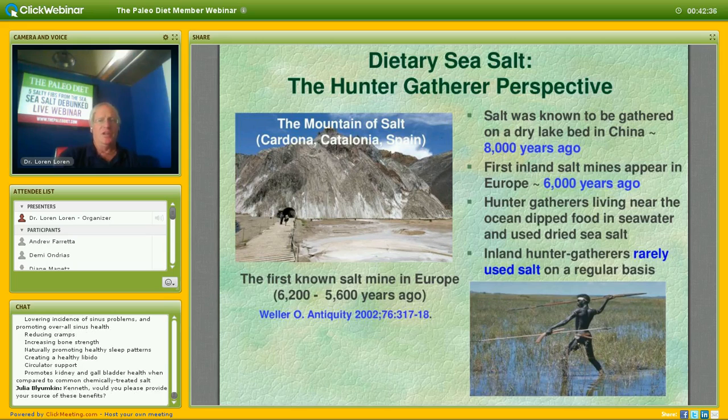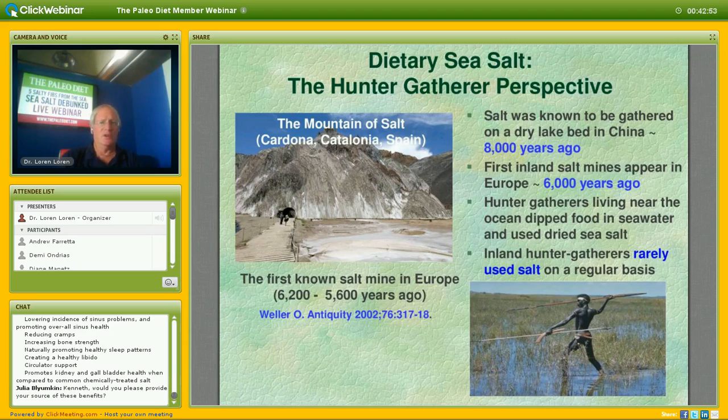The first archaeologic evidence we have is in China about 8,000 years ago from a dry lake bed. And if you see this photograph here on the upper left, this is a mountain of salt in Catalonia, Spain, and it wasn't excavated until about 6,000 years ago.